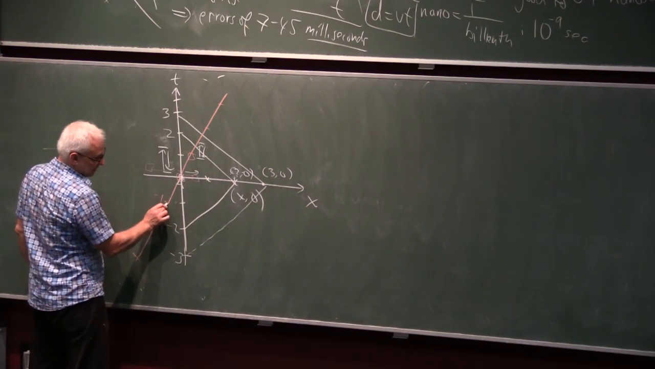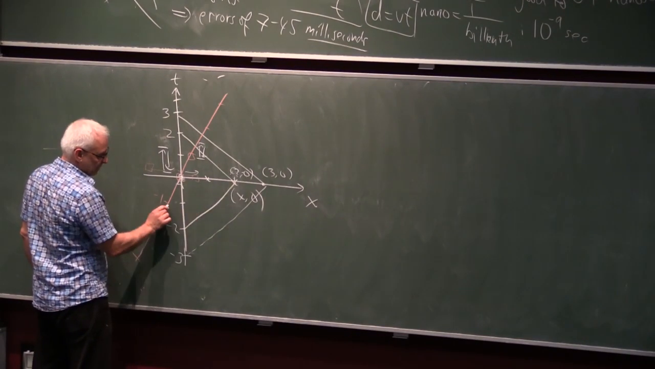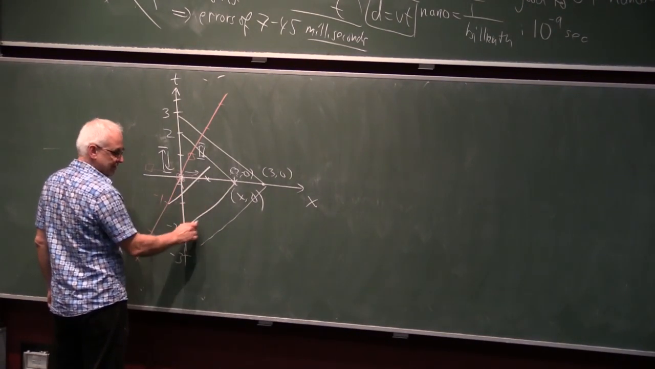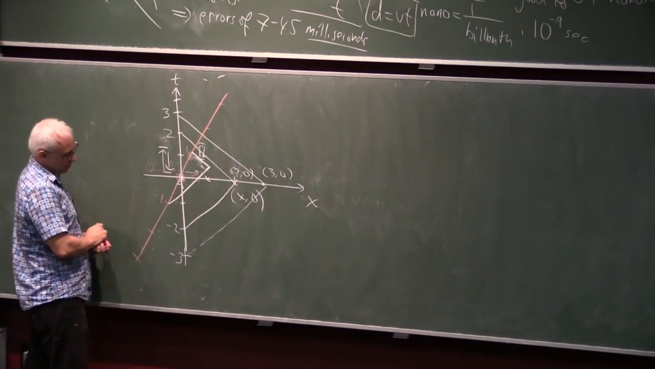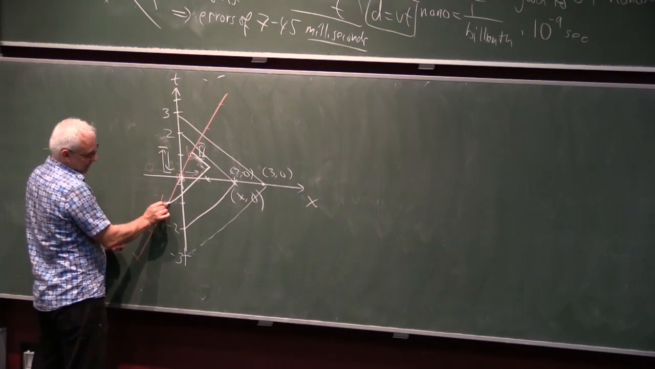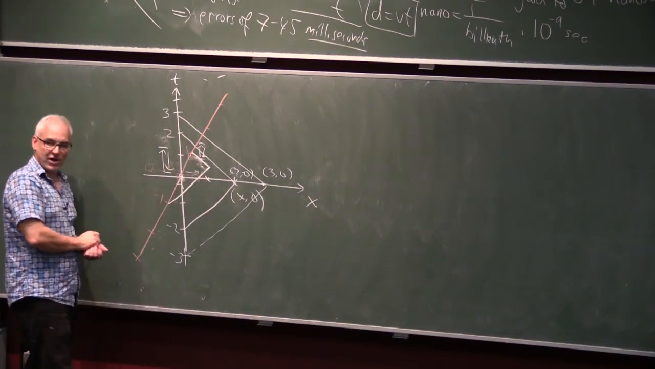Okay, well, the signal is still going to be going at the speed of light, so it has to move parallel to these lines of slope one, still a line of slope one. So this is a story of a light beam that's leaving here at minus one and coming back at plus one.